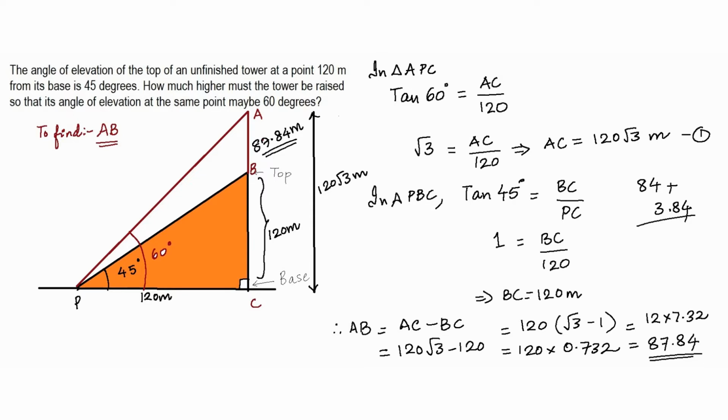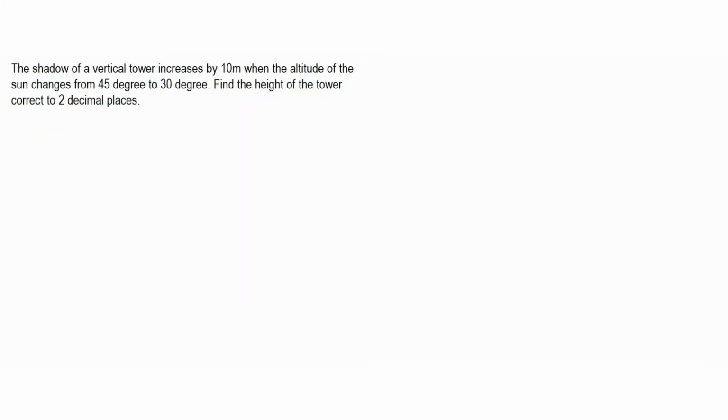Let us now take a look at the next question. The shadow of a vertical tower increases by 10 meters when the altitude of the sun changes from 45 degrees to 30 degrees. Find the height of the tower correct to 2 decimal places. So imagine that this is the ground, this is the vertical tower. So let's label the tower as TR.